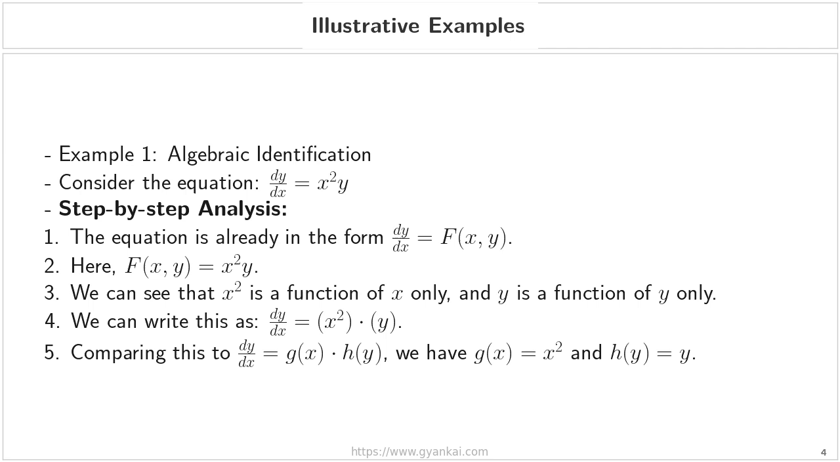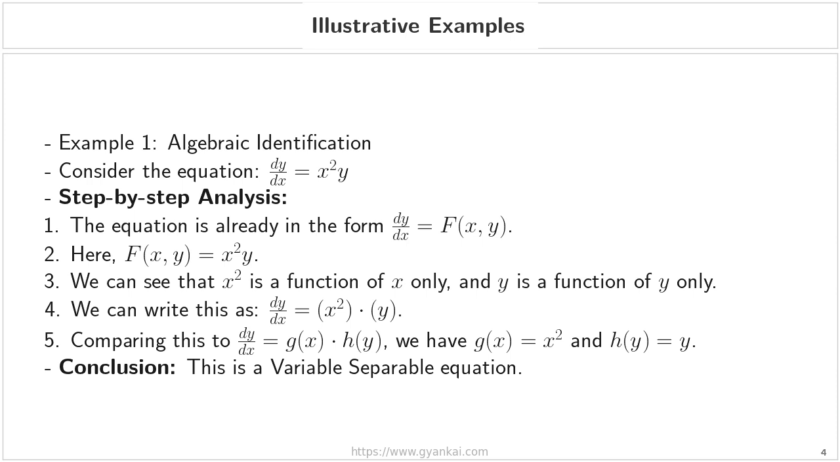Finally, if we compare this to the mathematical definition we saw on the previous slide, where the equation should look like dy by dx equals g of x times h of y, we can conclude that our g of x is x squared, and our h of y is simply y. Because we have successfully factored the right-hand side into two independent functions, our conclusion is that this is indeed a variable separable equation. This simple algebraic separation is exactly what we are looking for before we move on to more complex applications, like the population growth model we will see in the next slide.